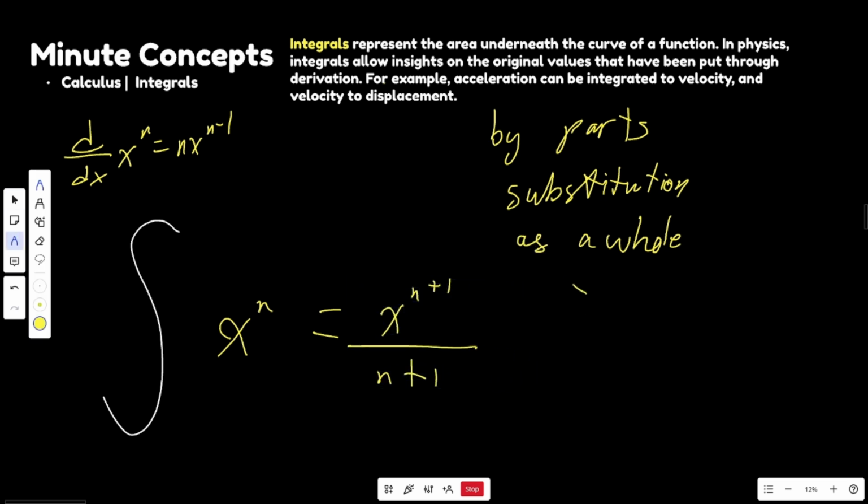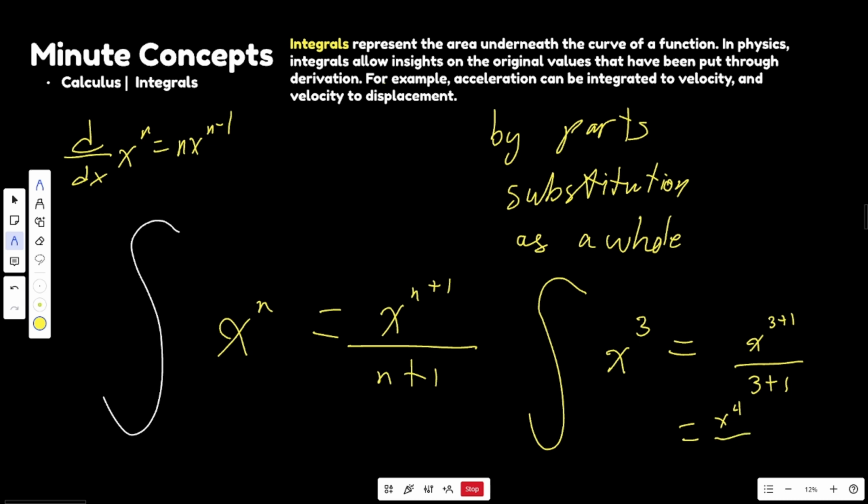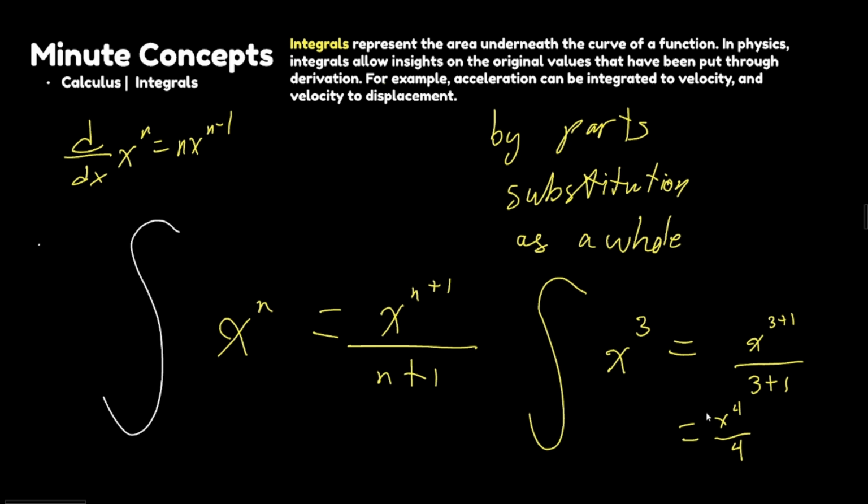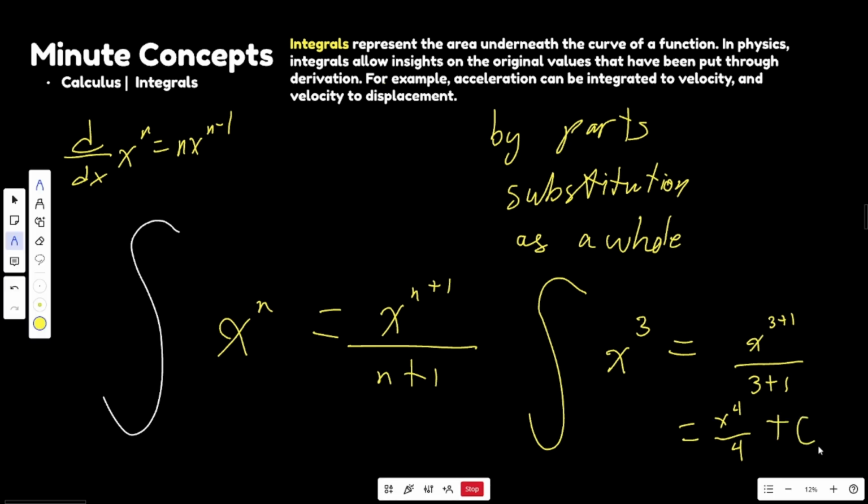So, for example, let's take the integral of x cubed. The integral of this would be equal to x to the power of 3 plus 1 over 3 plus 1, which is basically x to the power of 4 over 4. And in integration, there's always going to be a constant, plus c.